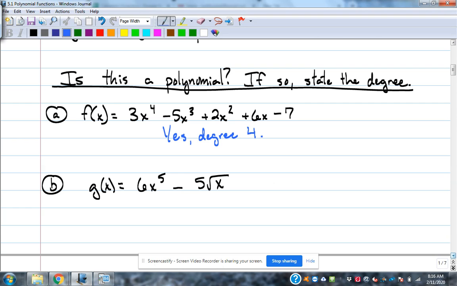Example B. G of x is equal to 6x to the 5th minus 5 square root of x. So, real number coefficients, 6 and 5, those are real numbers. We're good there. Now exponents on the variables.